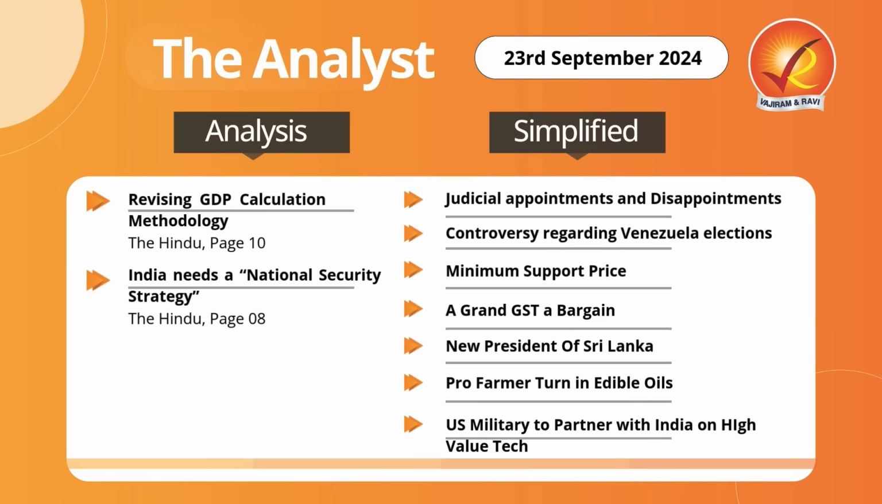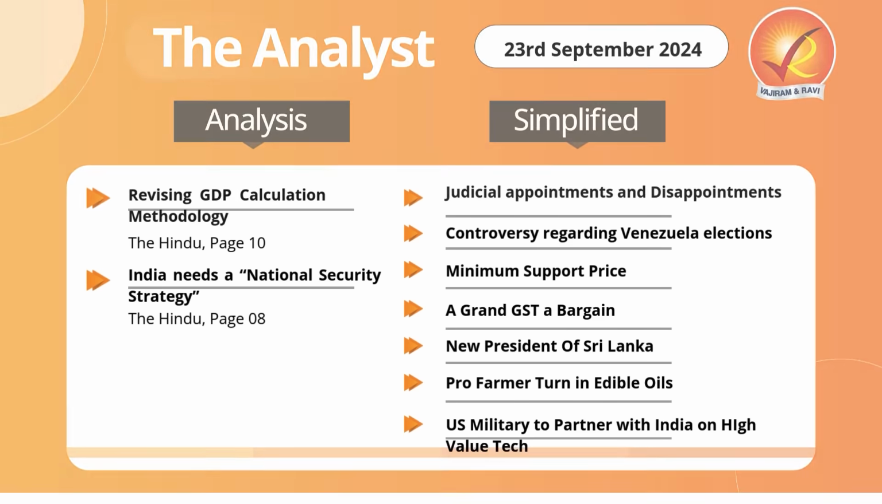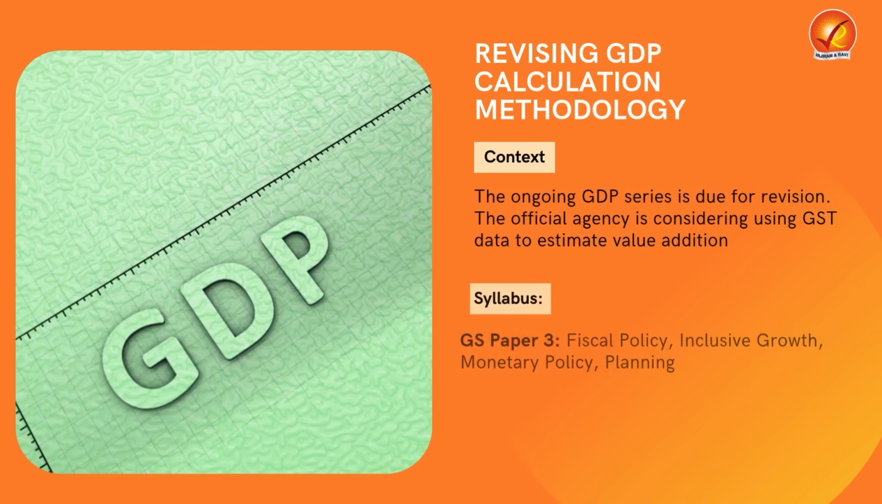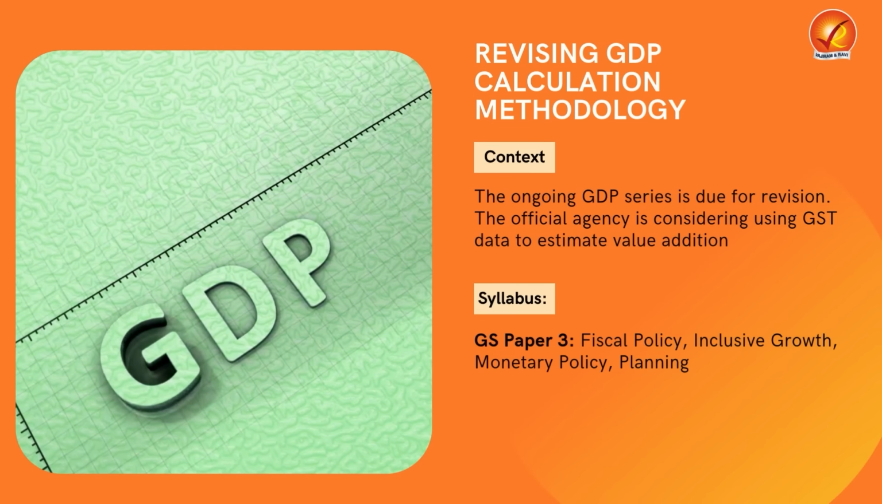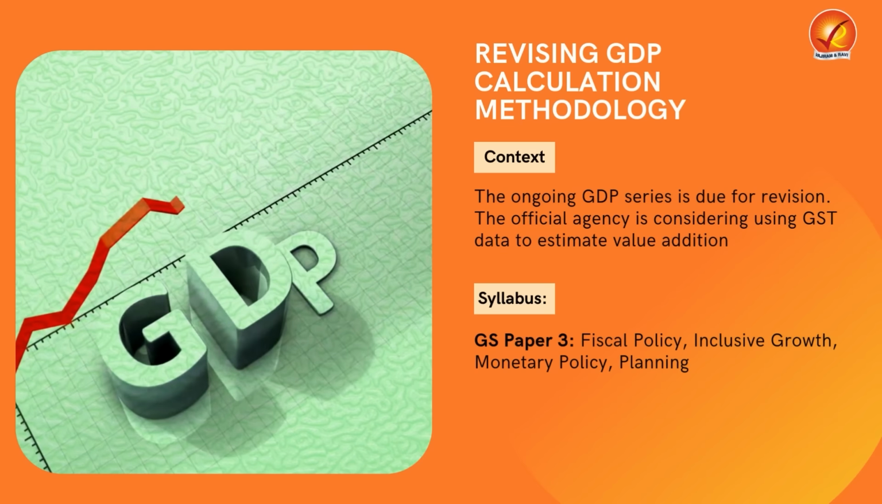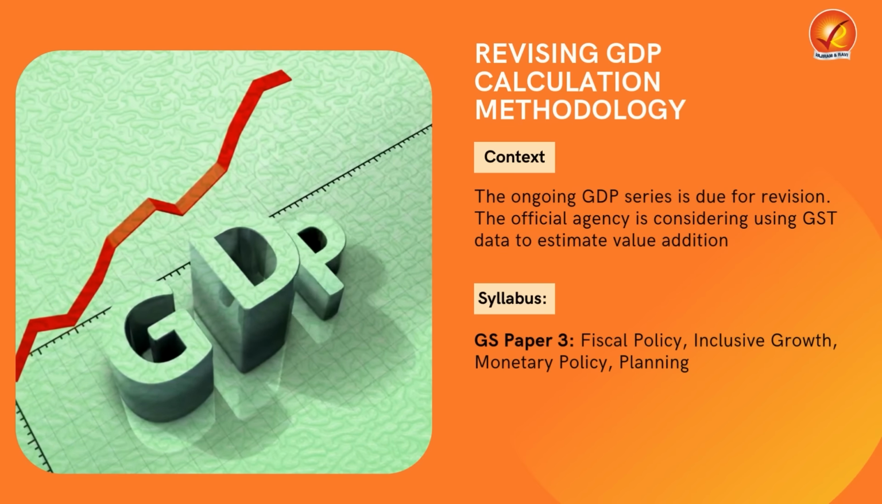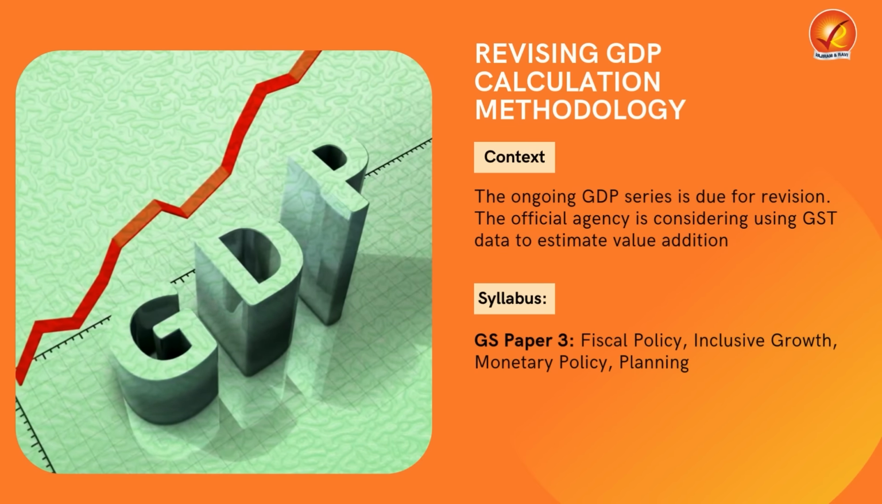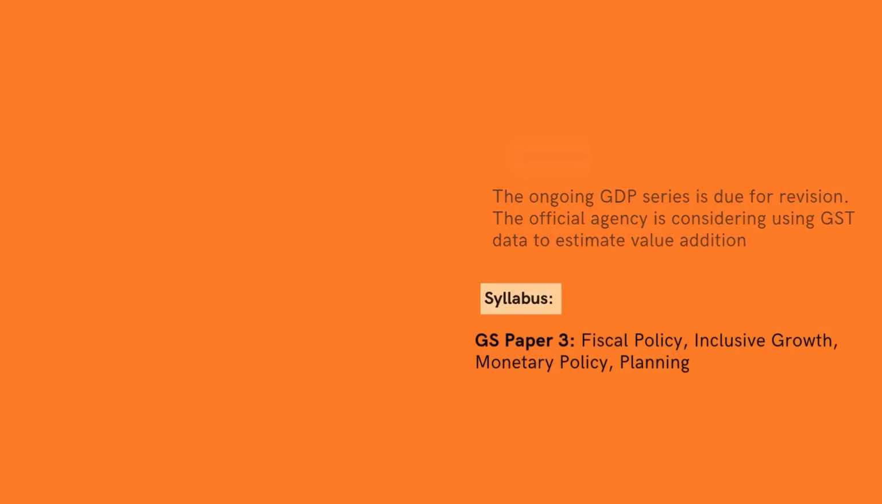Today again we will be discussing some important topics that have appeared in today's The Hindu and The Indian Express newspapers, which are very relevant for your exam. In our first topic, we'll look into various aspects of gross domestic product, abbreviated as GDP. We will also look into some recent developments regarding revision of the methodology that is being used for calculation of GDP.